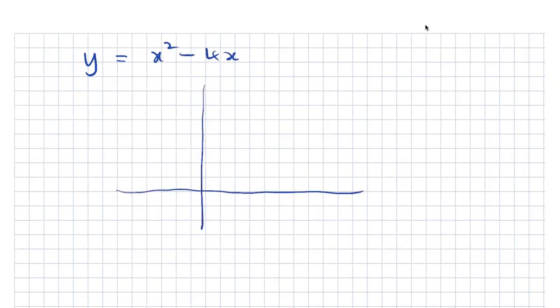Right, today we're going to look at calculating the gradient of a tangent and also finding the equation of a tangent. So let's consider a function y is equal to x squared minus 4x. We'll just roughly sketch that. It's going to look something like that.